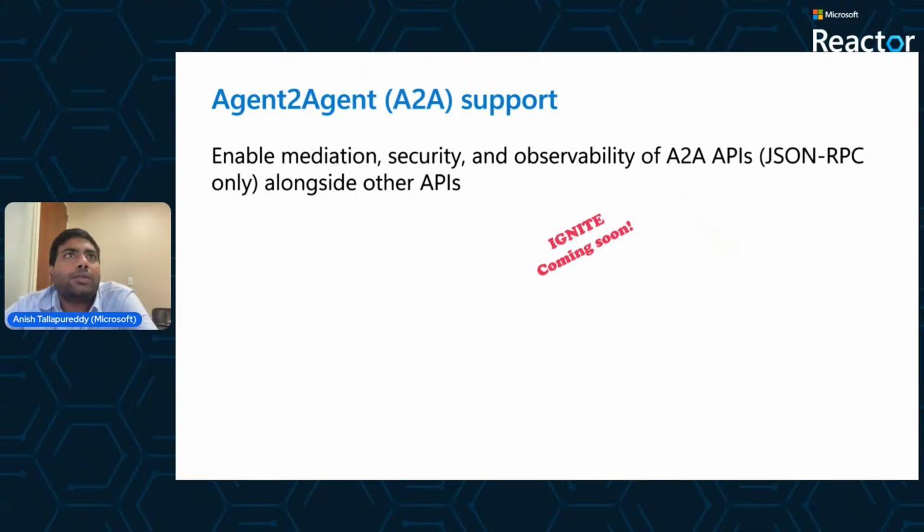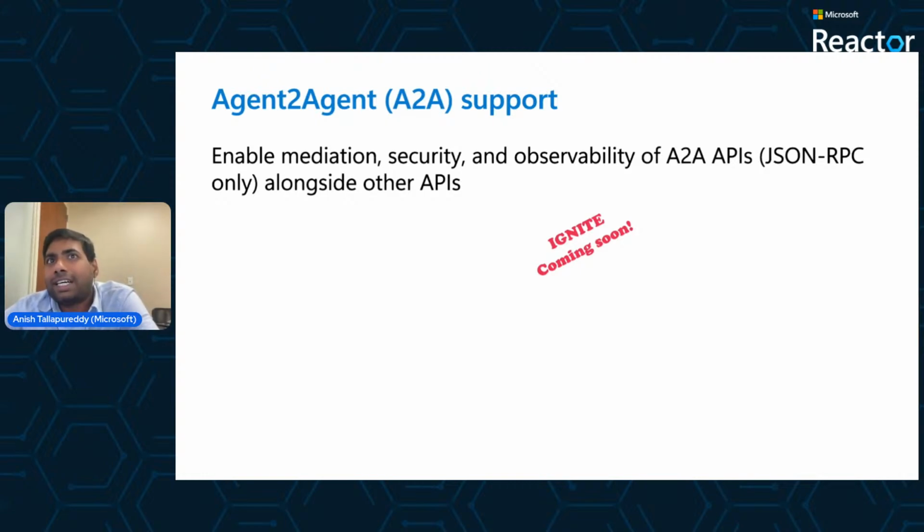Okay, so let's quickly go. Again, these are some things that I can't really share much until Ignite. That's when we'll have our big announcement. But just to give a sneak peek of what's coming up, we are actively working on agent-to-agent support. That means two things. Number one, you can create your agent-to-agent registries within API management in API Center. You can also have API management AI gateway to do mediation, security, and observability for your A2A APIs alongside other APIs. So you'll be able to do that soon. It is going to be announced at Ignite, so it's coming soon.